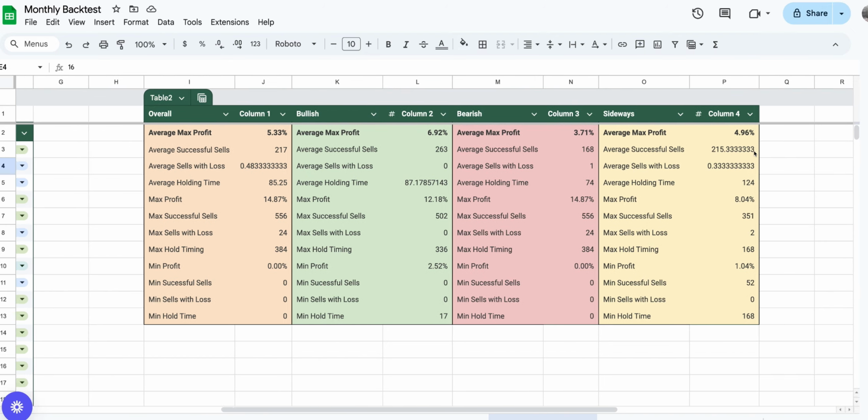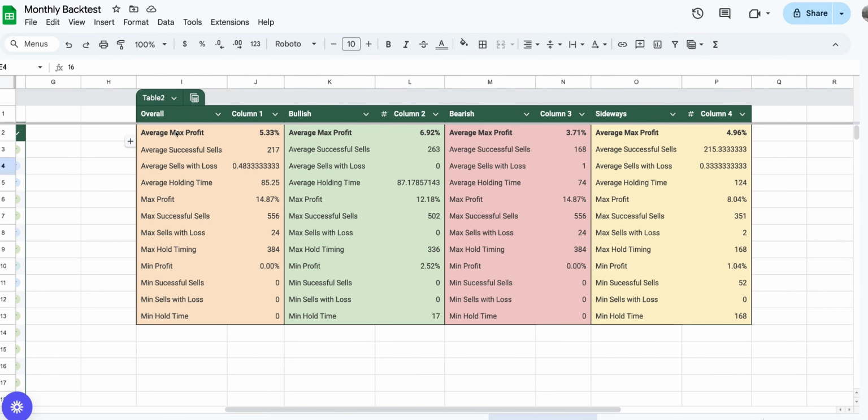I've also created this table here so you can see what the average is here. So the average max profit per trade was around 5.33%. That means that on any particular trade, the max that it was making on average was about 5%.